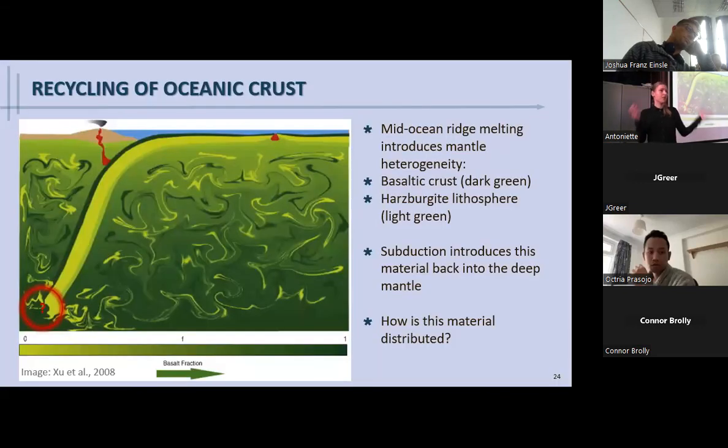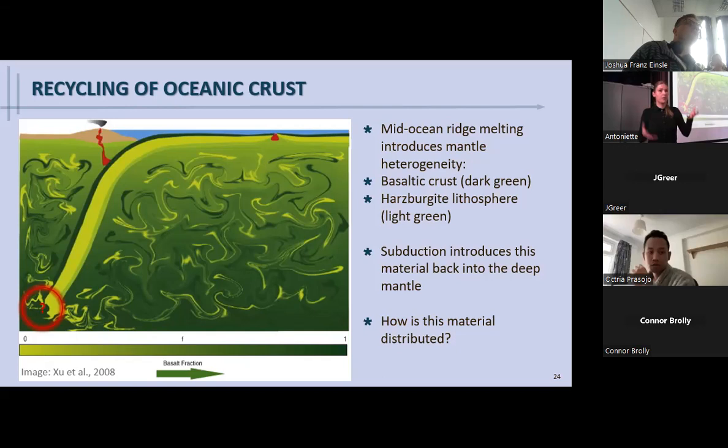And the motivation behind this is that we know that subducted slabs, as they move down into the mantle, introduce heterogeneity. So we know they have a basaltic crust and they have a harzburgitic lithosphere. And the question is, well, what happens to these materials on long time scales?